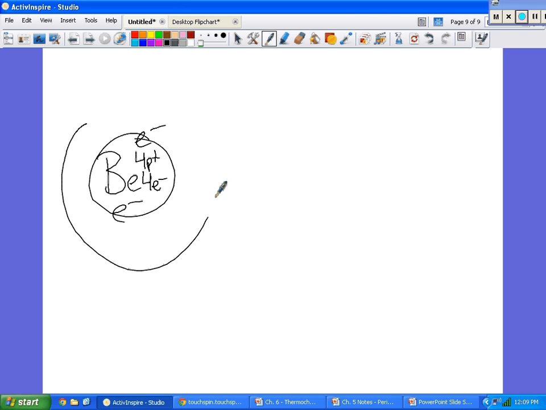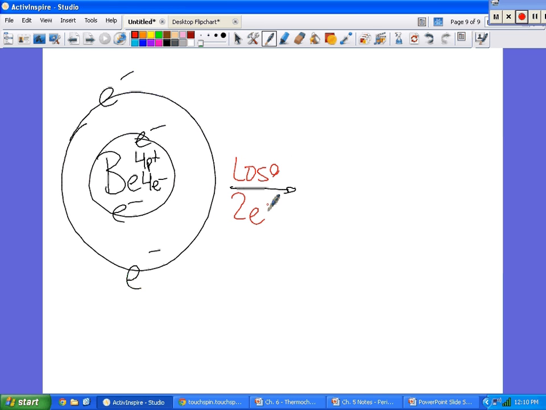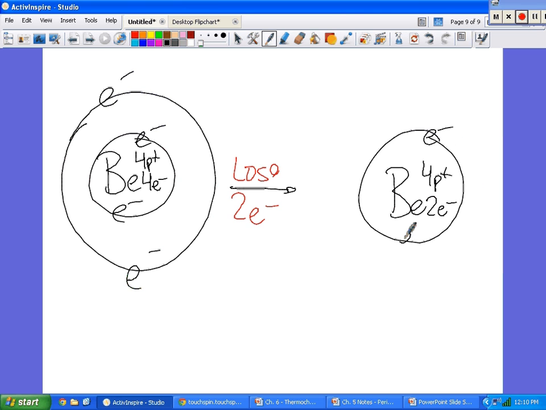1 there, 1 there. Alright, so this goes back to the question I asked you guys yesterday. How many can be held in that second orbital? 8, but it's only got 2. So is it easier to gain 6 or lose 2? All right, so let's do that. Let's say we're going to lose 2 electrons, and now we're going to turn into beryllium with 4 protons and 2 electrons. So that is what we're going to get.